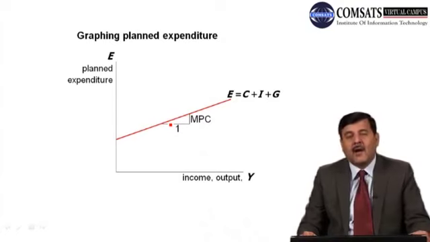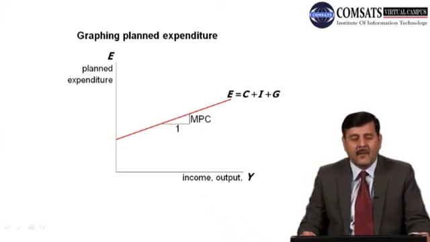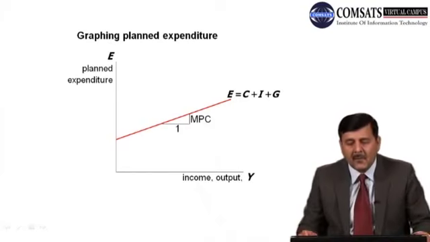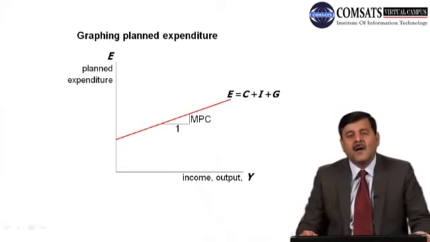What it shows is that with the increase in income, with the increase in output, planned expenditure, which is in the form of consumption, investment, and government expenditure, will also increase. That's why we have this positively sloped curve, and you can see the slope of this planned expenditure curve is the marginal propensity to consume, the change in consumption due to change in income.